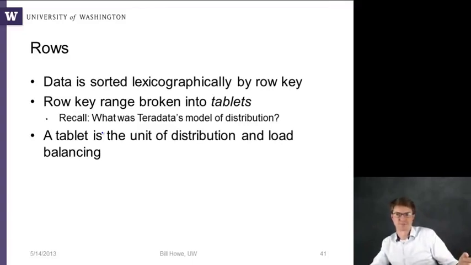Okay. So pros and cons. All right, so the tablet here is the unit of distribution and load balancing. So they'll move tablets between servers as things start to get unbalanced, right? If your key range is January, February, March, April, May, and there's a whole lot of data coming in for March, they'll split that into multiple tablets and start moving those tablets around between servers in order to balance things. Okay.